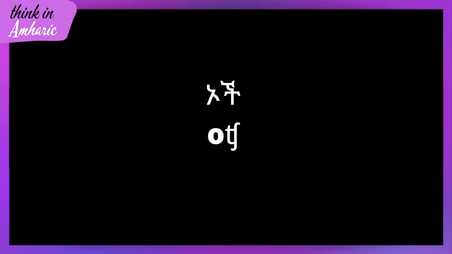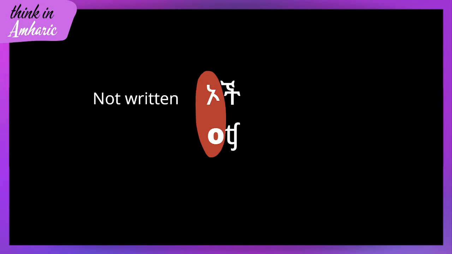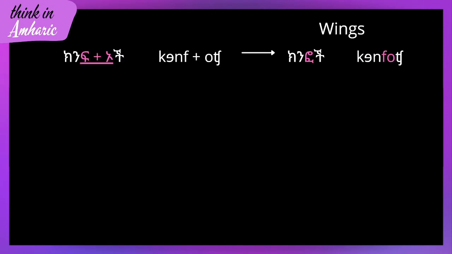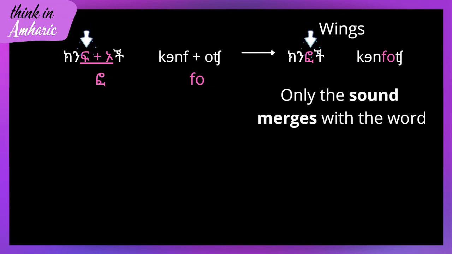So one thing to remember with och is that you do not write the letter O. It's not written. Instead, the last letters that end with I change. As you can see here, f becomes fo. The singular form is ክንፍ. The plural form is ክንፎች, wings. Only the sound merges with the word, which automatically changes the letter from f to fo.